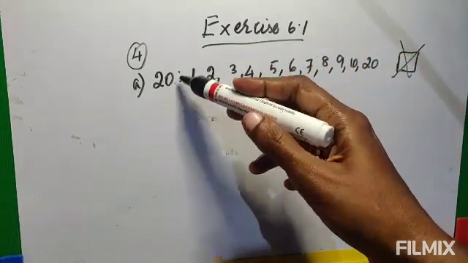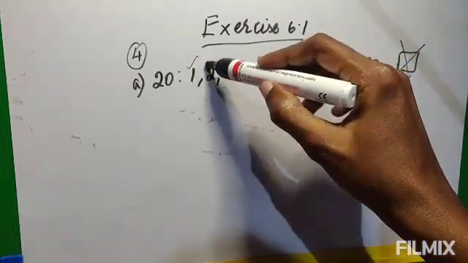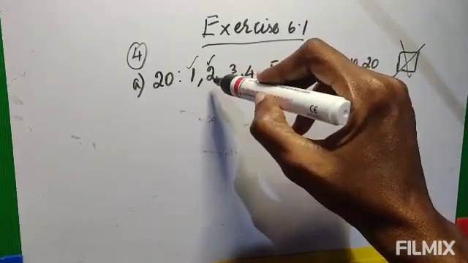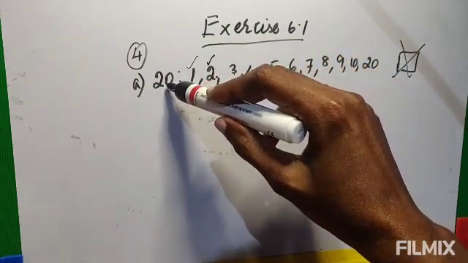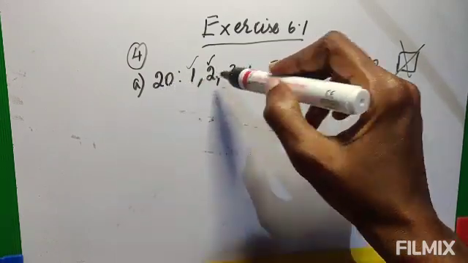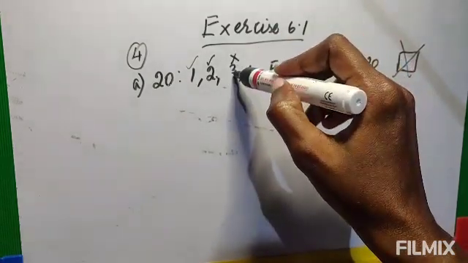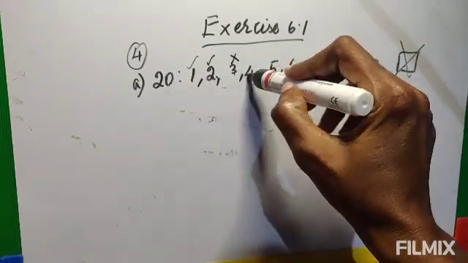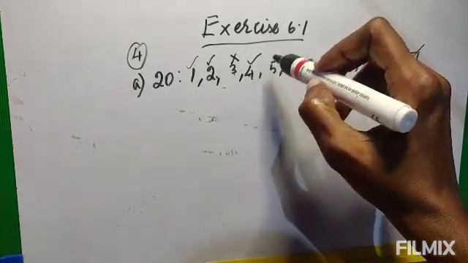Now 1 is a factor of all the numbers, so you can tick it. Again 2, this 20 is an even number, so surely 2 is a factor of 20. Next, you have to check whether it is divisible by 3. Now 2 plus 0 is 2, but 2 is not divisible by 3. So 3 cannot be a factor of 20. Again 4, 20 comes in the 4 table. 5 4s are 20, 4 5s are 20. So it is divisible, so this is a factor.